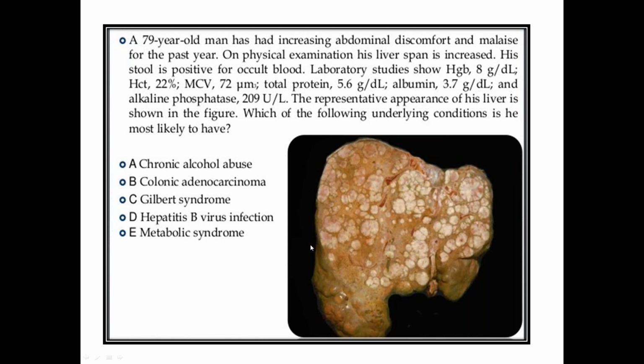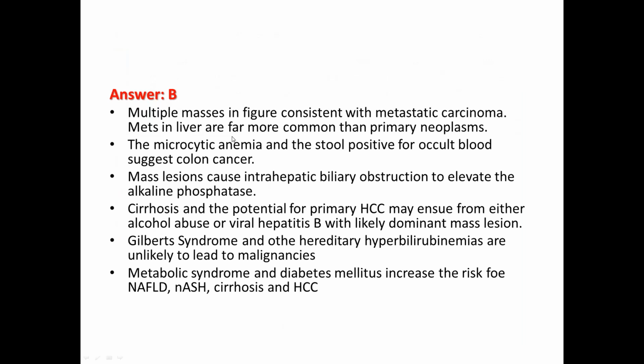Some of the nodules are showing as if these are demarcated, well defined deposits within the liver parenchyma, and that indicates yes, this is a metastasis, well defined nodules, and at the center you tell them to look at the central umbilication. So if they know this is metastasis to the liver, then what are the options they are going to choose from here? So then it is B. The multiple masses in the figure are consistent with metastatic carcinoma. Mets in liver are far more common than primary neoplasms. That can be told to them.